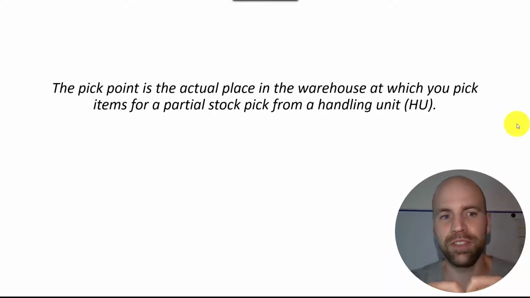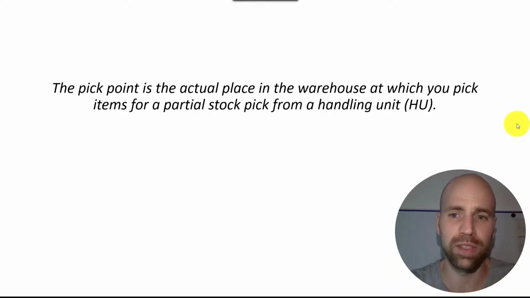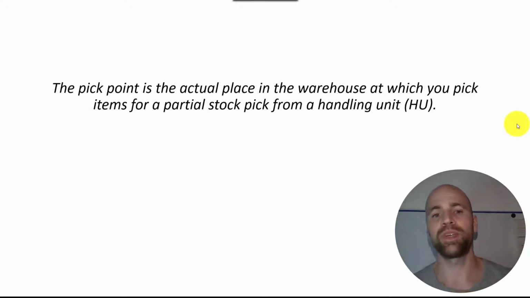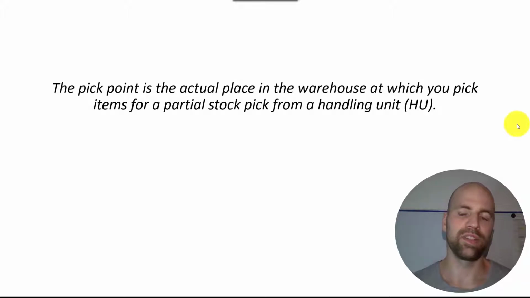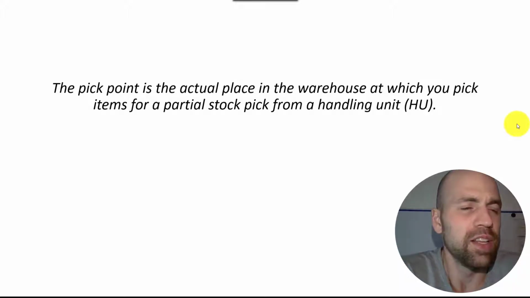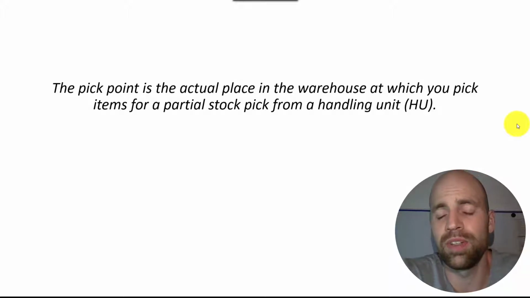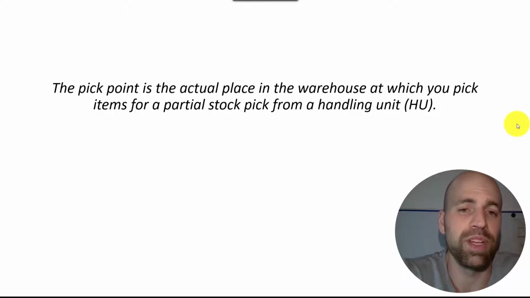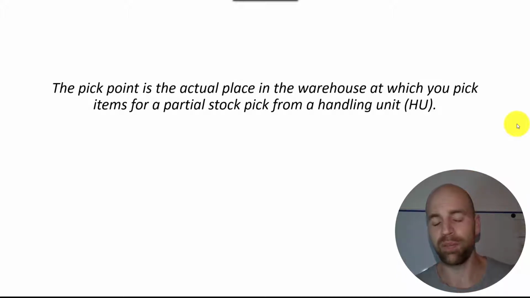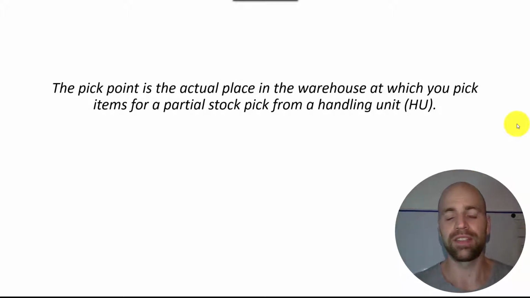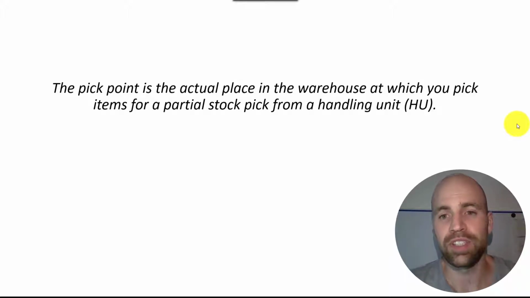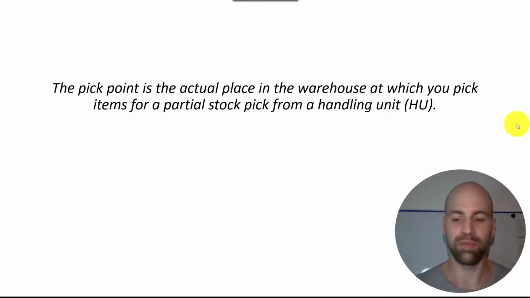So pick point. What is a pick point? SAP says the pick point is the actual place in the warehouse at which you pick items for a partial stock pick from a handling unit. That means you have a handling unit, let's say a full pallet in stock, and you want to pick a single carton from this pallet. Usually with a pick point, you will not be able to pick it directly from the rack. For example, in a high bay warehouse, manual or automated, it's not that easy to physically reach the location in the rack. So you remove the pallet from the rack, bring it to a work center, a place where the operator is able to remove the carton. Then you take the carton and put the pallet back to the rack.